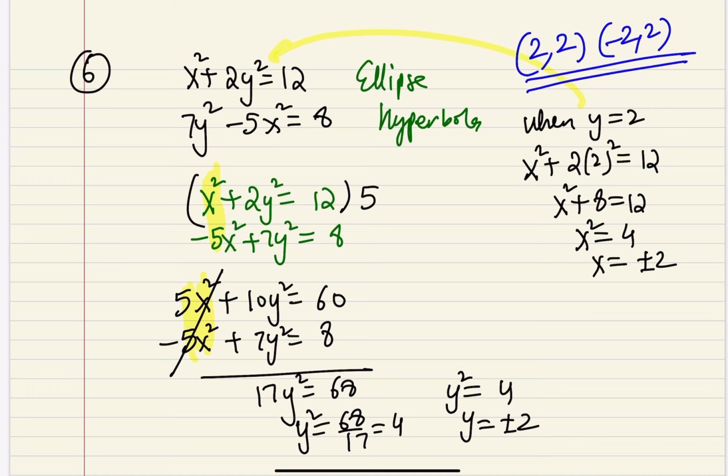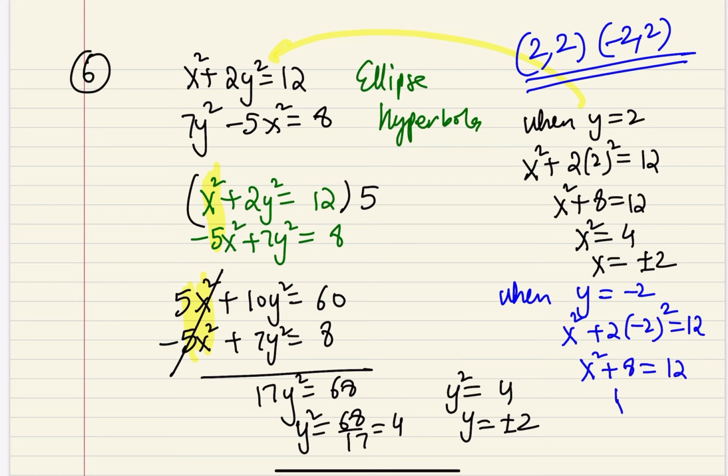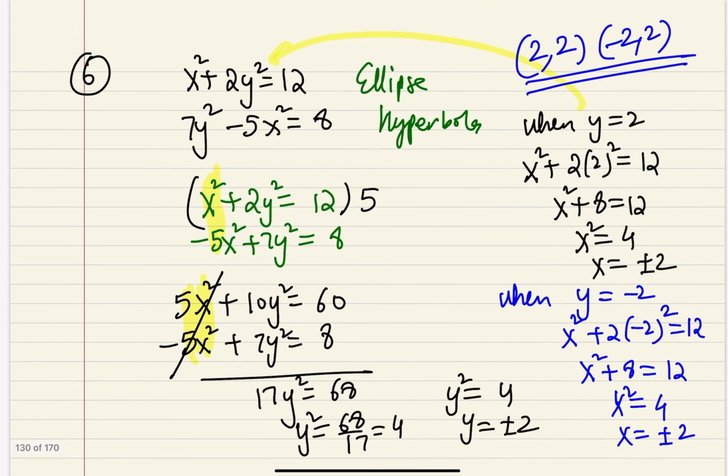So we got 2 points already, but we also have to deal with when y is negative 2. So let's go ahead and replace y by negative 2 in the same equation. And it's going to leave us with x squared plus 8 equals 12, x squared equals 4, x equals plus or minus 2. So in this case, there's going to be 4 solutions. When x is 2, y is negative 2. When x is negative 2, y is negative 2.